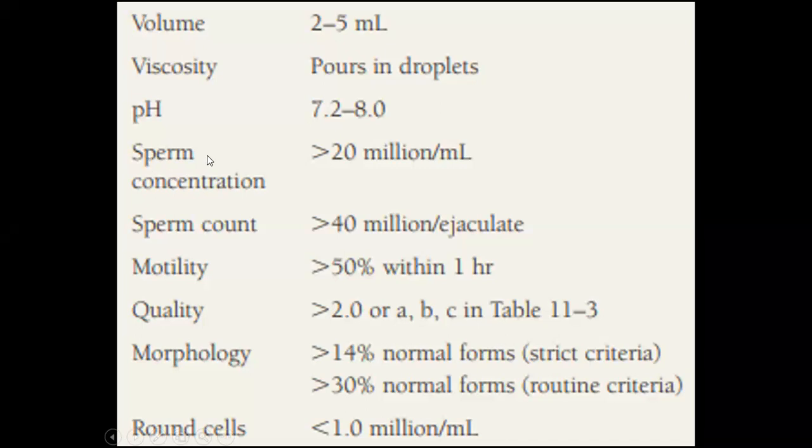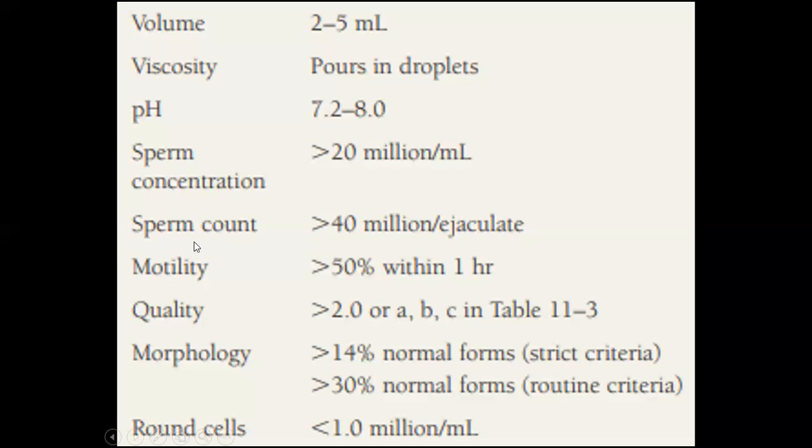Now, a normal sperm concentration is more than 20 million per ml. Again, more than 20 million per ml. And the normal sperm count is more than 40 million per ejaculate. So how do you get the sperm count? You just multiply the sperm concentration with the volume. So the normal volume is at least 2, so 2 times 20, you get 40 million. 40 million per ejaculate. Okay, take note of the unit.